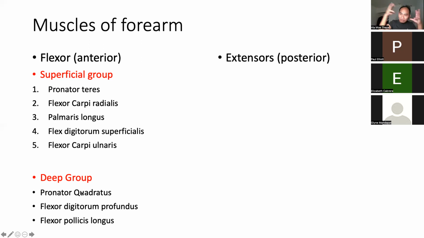So now we are focusing on the flexor surface of the forearm. In the flexor surface of the forearm, there are two main muscle groups. They are superficial group and deep group. So, okay, don't read the names of the muscles yet. Let's go and check how are they arranged. Let's say superficial group muscles of the forearm.